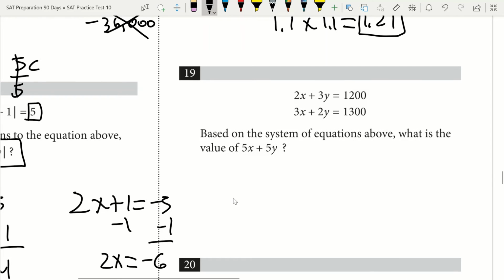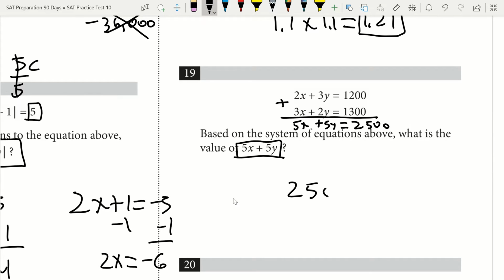All right, number 19. This one right here, I talked about this tip yesterday. You'll see it on here right now. We have, based on the system of equations above, what's the value of 5x plus 5y? When I see a setup like this, 5x plus 5y, what do I see immediately? If I add 2x to 3x, that gives me 5x. If I add 3y to 2y, that gives me plus 5y. Now I add 1200 to 1300, and that's going to give me 2500 as my answer, because I'm asked for the value of 5x plus 5y.